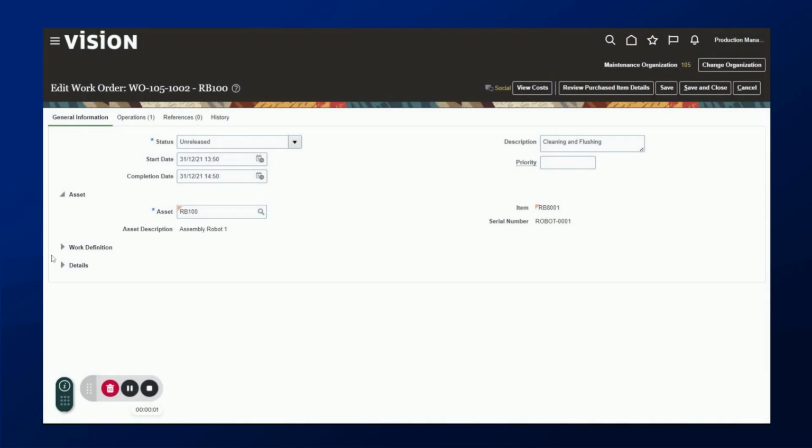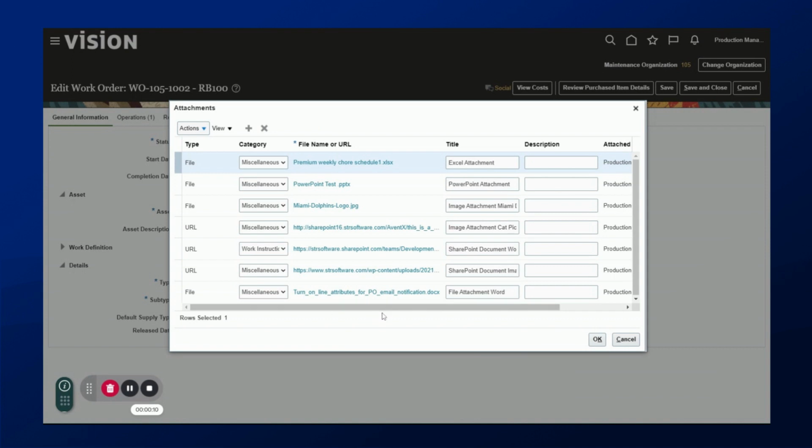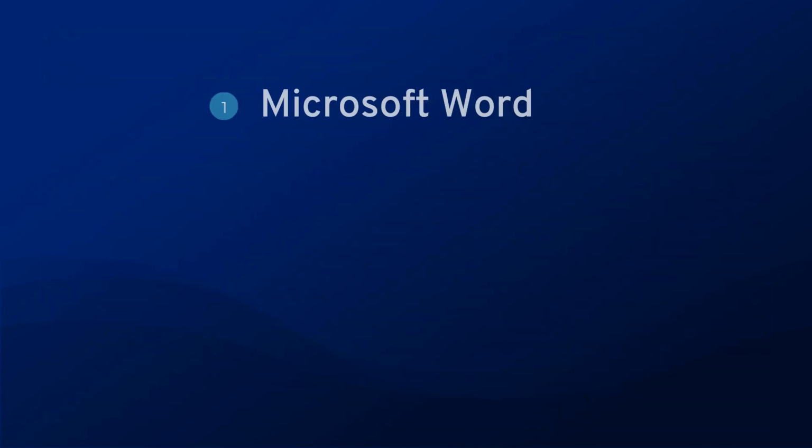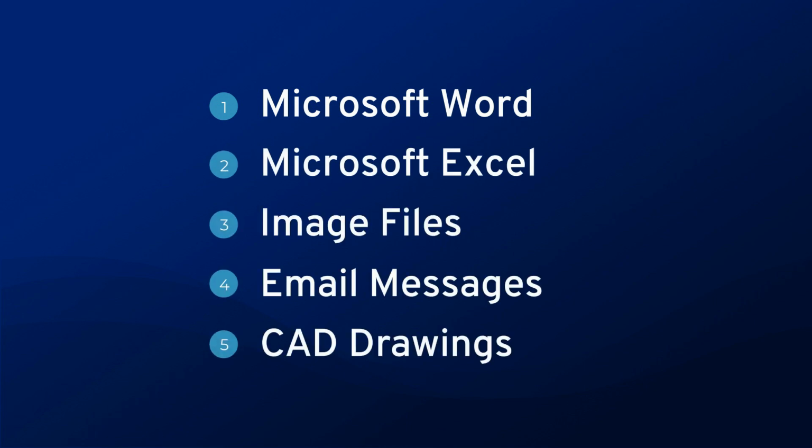Finally, and most importantly, AventX gathers all your critical work order attachments before printing, not just PDF files attached to a work order. AventX can extract nearly any file type and include it in the printed output: Word, Excel, images, email messages, and even CAD drawings.